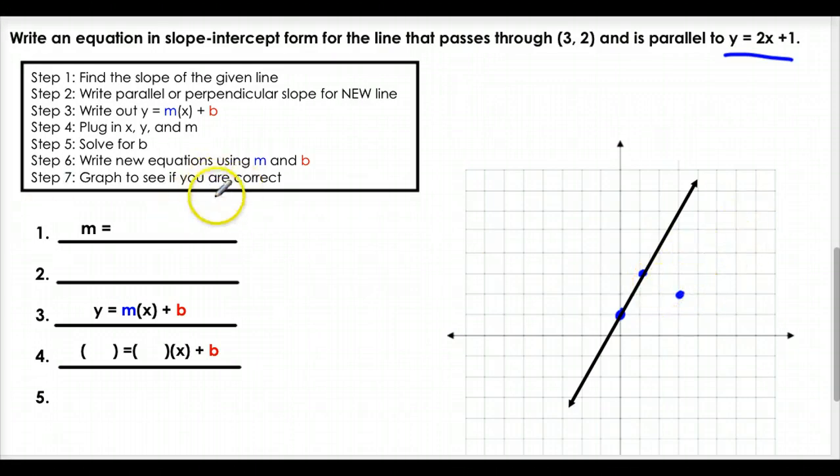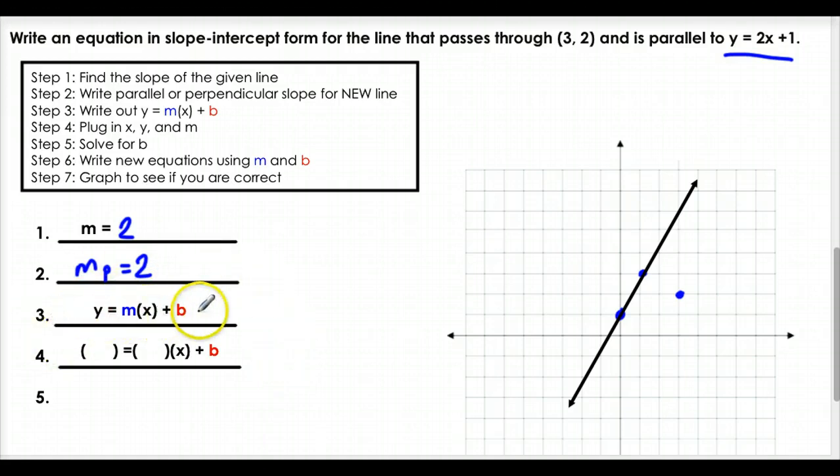But this is a more formal way to solve this problem. So we'll start with finding the slope of our original line. The slope of this line over here is 2. It's good to know this original line slope. Since we're going to be doing a line that's parallel to it, our new slope, I'm going to call this MP for M parallel, is also going to be 2.